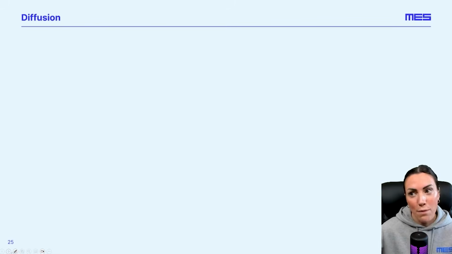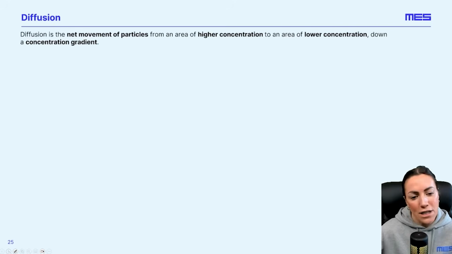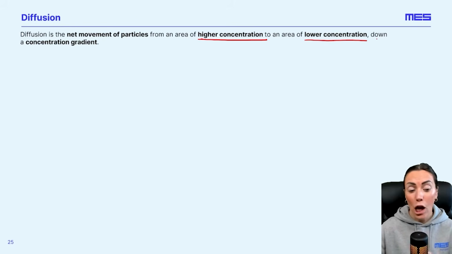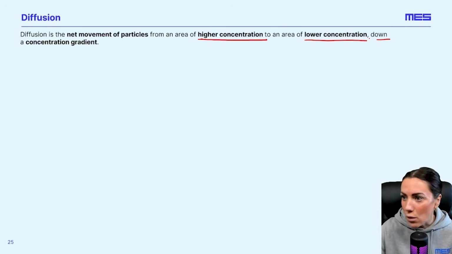The next part of Module 1 is all about transport of substances in and out of cells. So the first transport method we're going to look at is diffusion. So what is diffusion? Diffusion is the net movement or the overall movement of particles from an area of higher concentration to an area of lower concentration. Or because it's going from higher to lower, we can say down a concentration gradient.